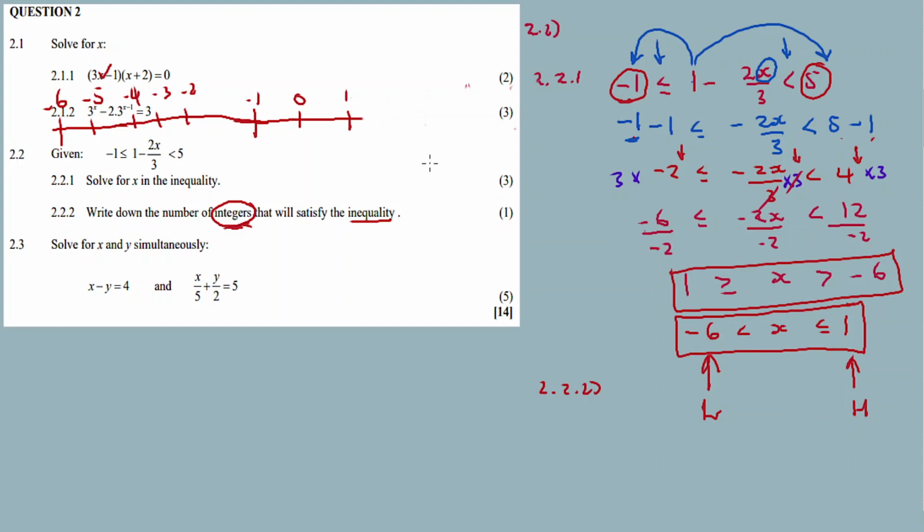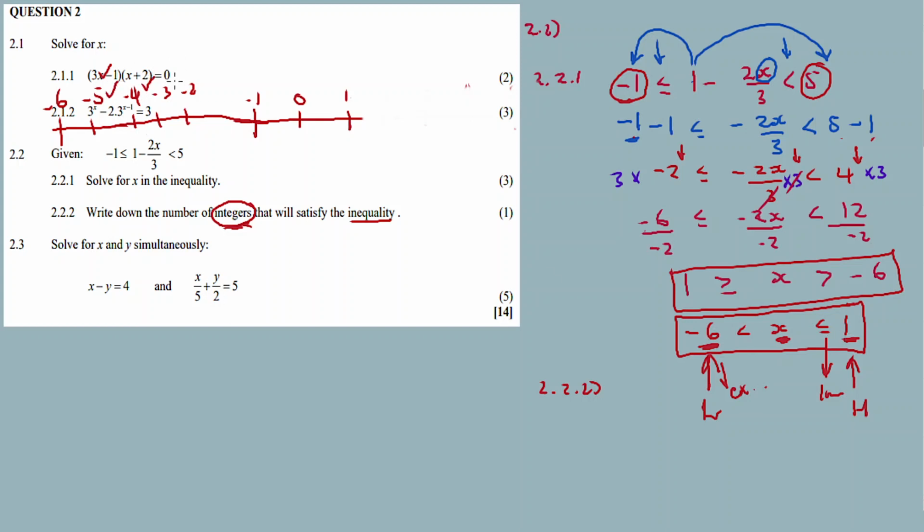Okay, now, write down the number of integers that will satisfy the inequality. Basically they are saying which integers are solutions to this inequality, making this inequality correct. So our solution says our x values are between negative 6 and 1 included. The negative 6 is excluded. Less than or equal to means that 1 is included, negative 6 is excluded. You see? Look, we count the integers we find between negative 6 and 1.